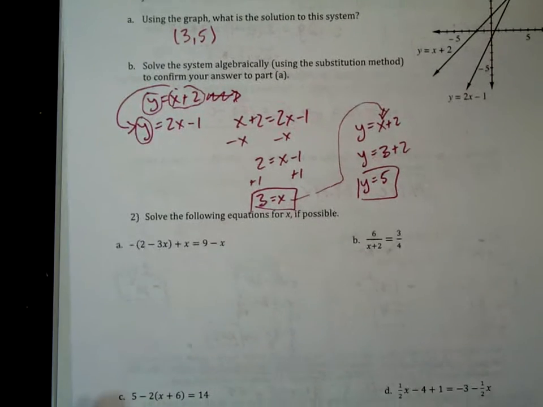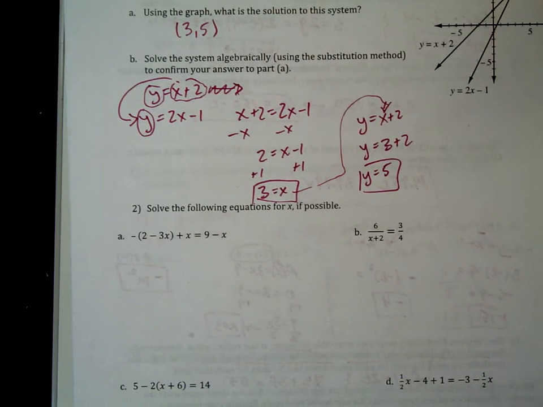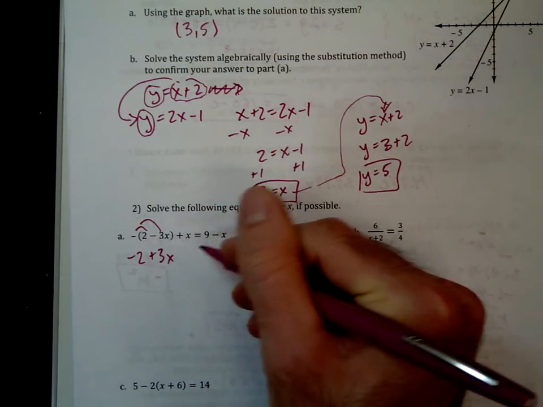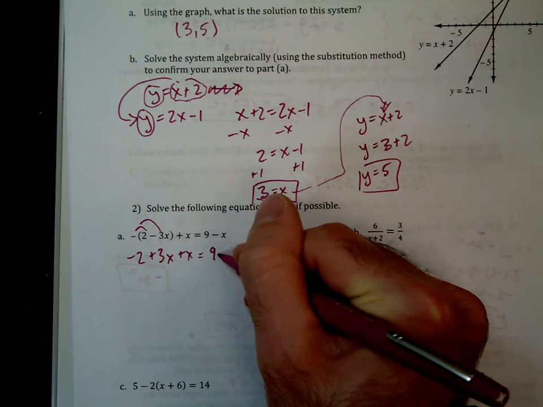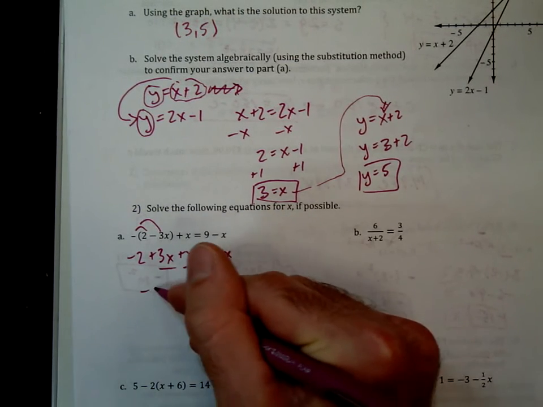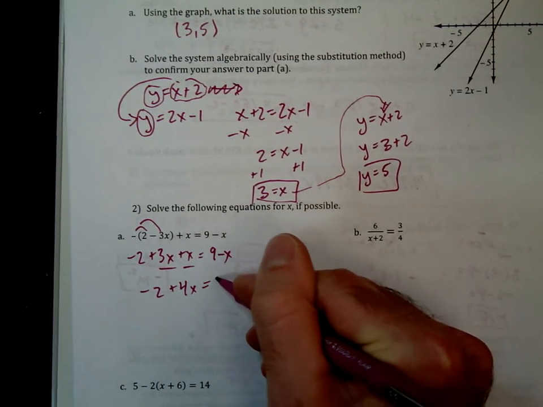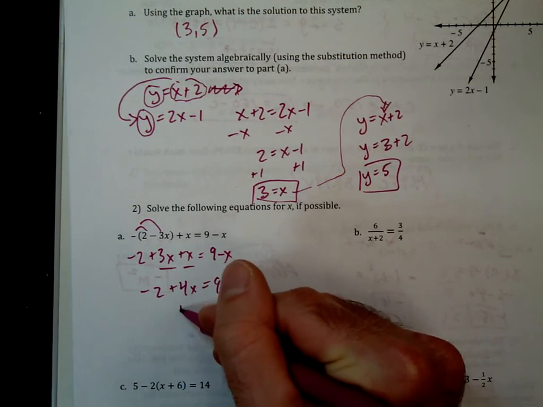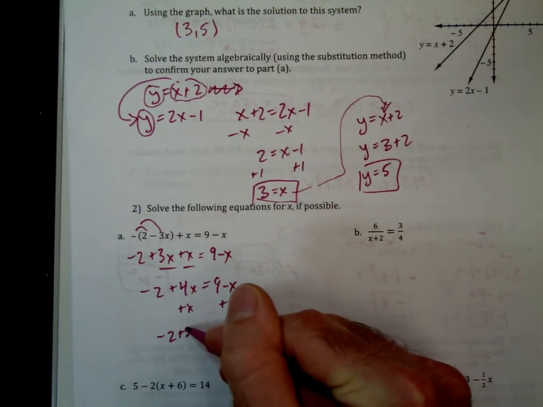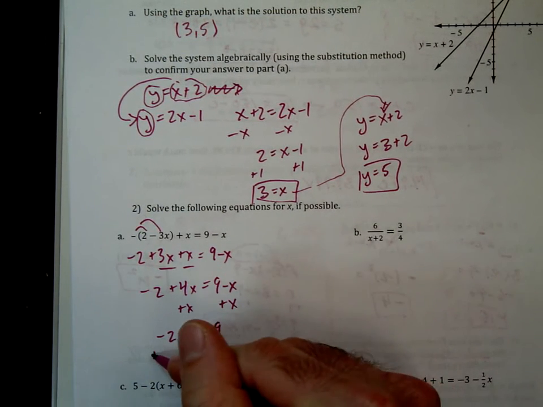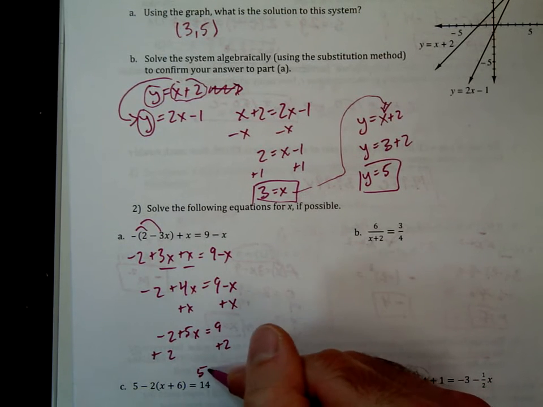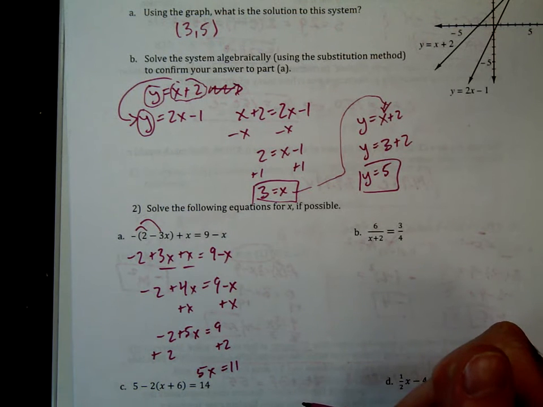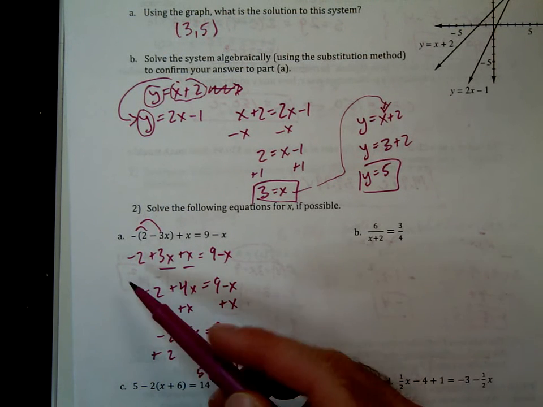Alright, here we go. Solve the following equations for x if possible. Distribute that negative: negative 2 plus 3x plus x equals 9 minus x. Combine like terms: negative 2 plus 4x equals 9 minus x. Get the x's on the same side, get the numbers on the other side. Add 2 to both sides to get the 2 out of the way. 5x equals 11. Uh-oh. Is this supposed to be a fraction? Hopefully. Let's see. Did I do it right?